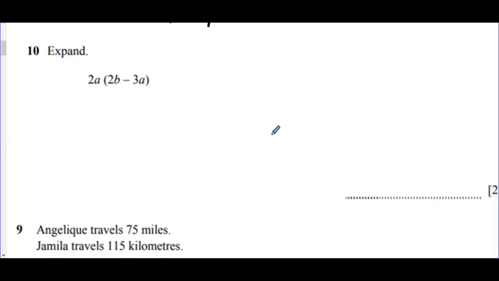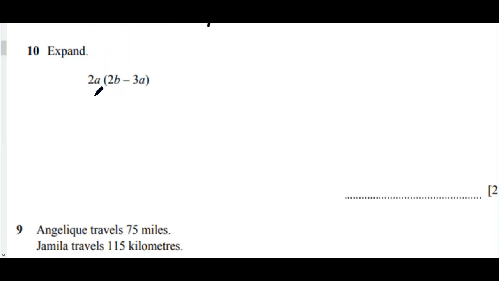The question here is expand 2A, 2 brackets 2B minus 3A. Students, is there any one of you who can tell me what does expand mean? Very good. So when we say expand this expression, we mean to remove brackets. You are supposed to remove the brackets, and how do we remove the brackets? We are supposed to multiply out the brackets. Now, how do we do that?